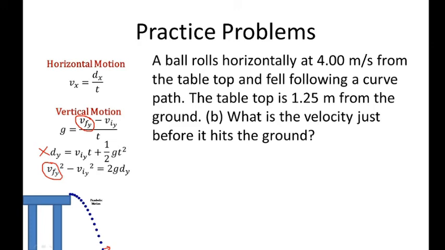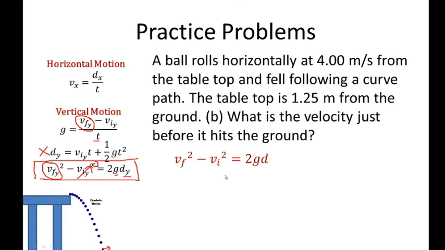So we are to compute the final velocity. We can use this formula. Are we given time or not? We did not compute for time. So since we were not able to compute for the time, we will just use this formula right here. We are given g, we are given dy, and the initial velocity is already 0. So we can solve for the final velocity in y.